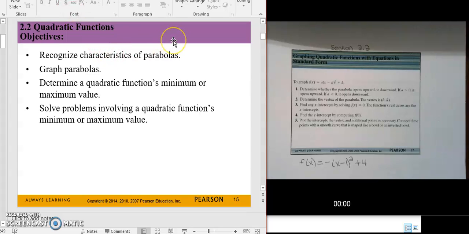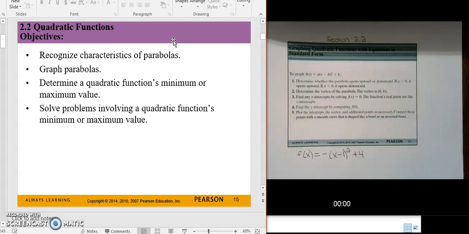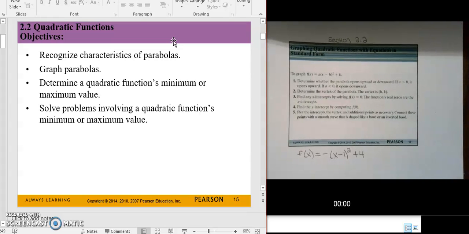Okay, so this is section 2.2. Today we're going to talk about quadratic function objectives. We're going to be talking about parabolas. We're going to talk about characteristics of a parabola, graphing parabolas, determining quadratic functions' minimum or maximum values, and then solving problems involving quadratic function min and max values.